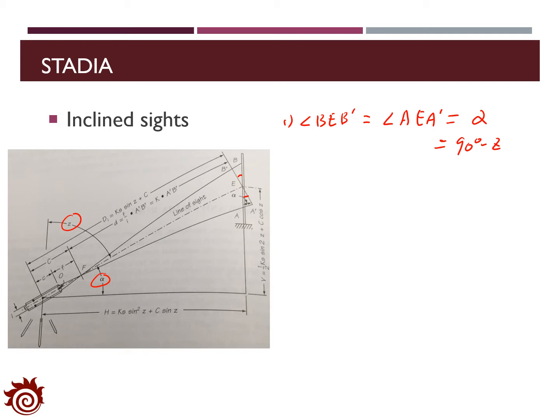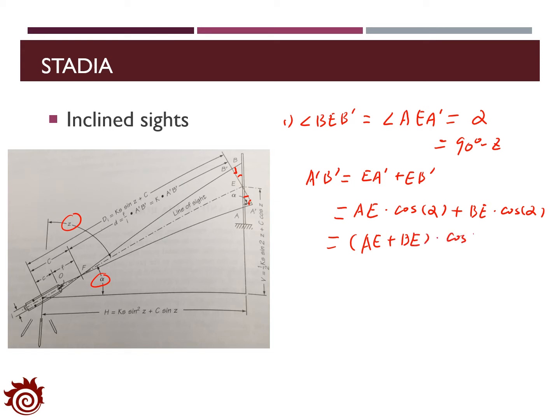And we also know that A prime B prime equals EA prime plus EB prime. And from the assumptions, we know that EB prime is perpendicular to FB. At the same time, EA prime is perpendicular to FA. So we can get EA prime is AE times cosine alpha, and EB prime equals BE times cosine alpha. So that is AE plus BE times cosine alpha, which is AB times cosine alpha.